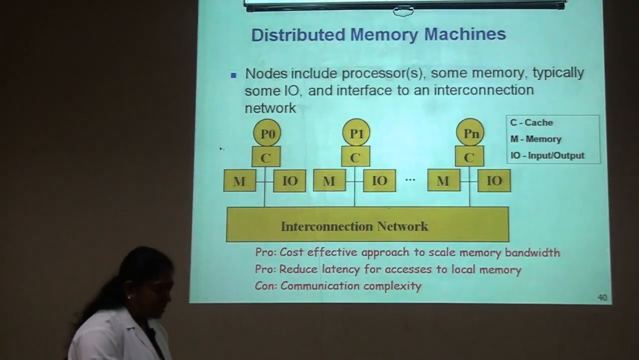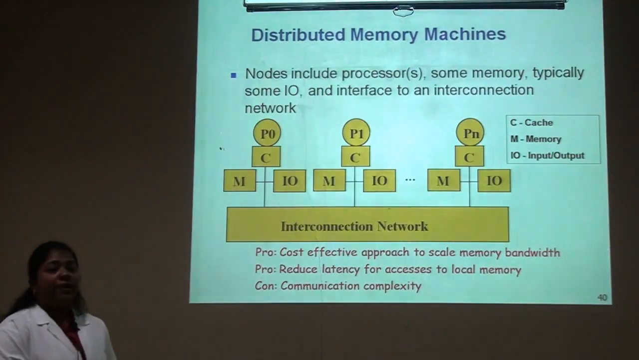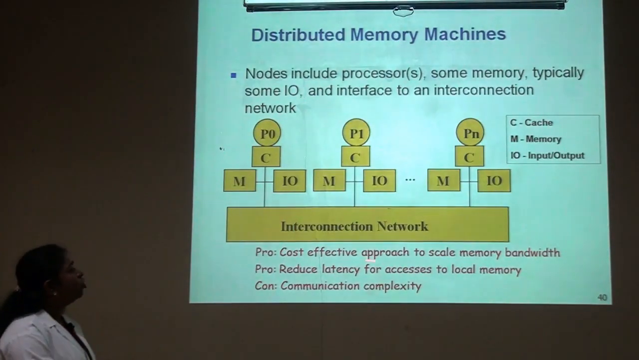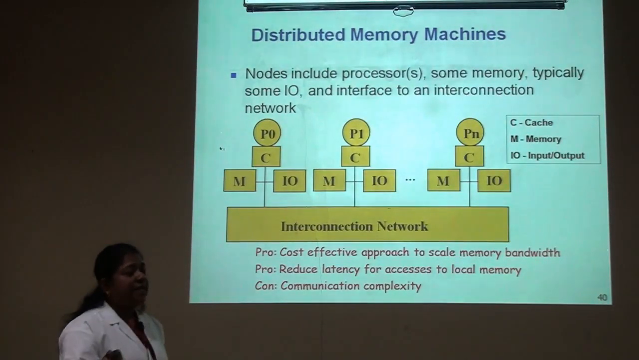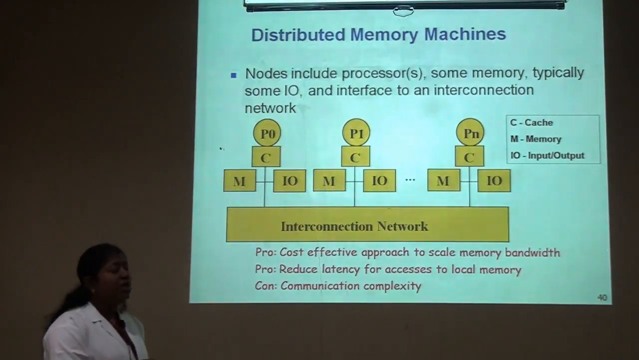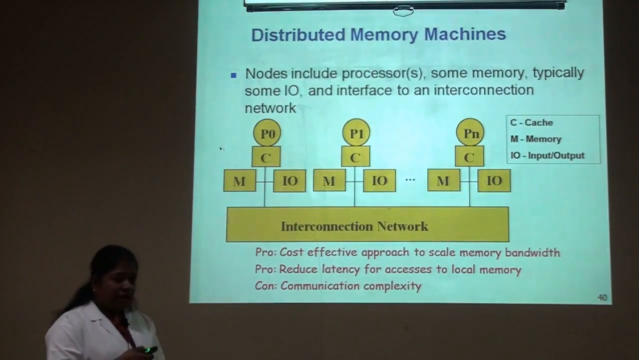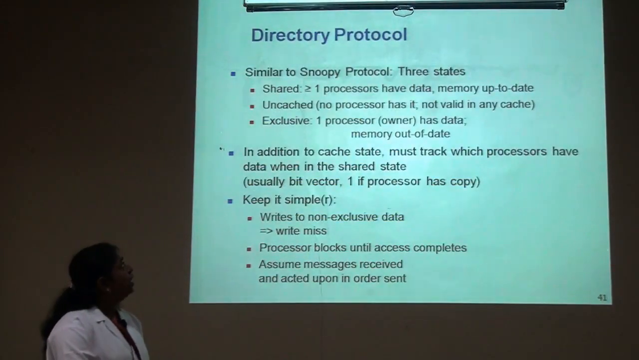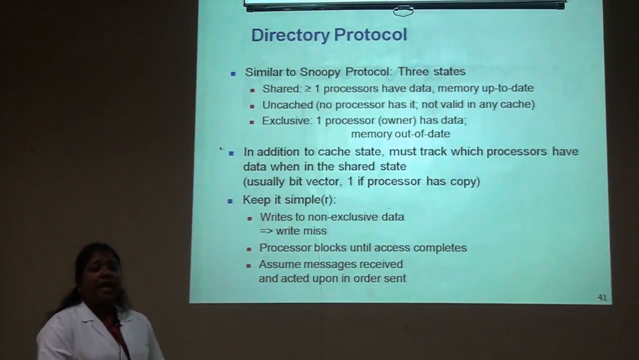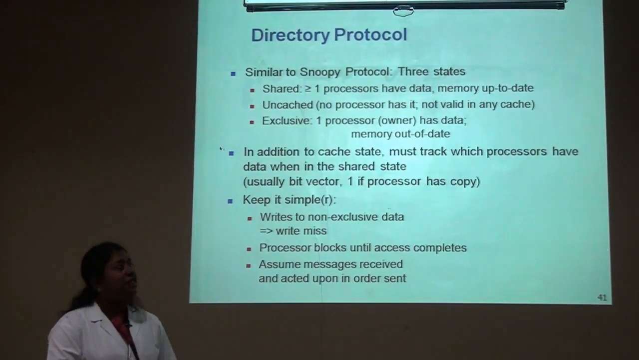Next we are discussing the distributed memory machine. Already I told you, in the distributed memory machine there is no common memory. Here every processor has a memory. This memory contains the directory and cache memory, and interconnection networks are there. It is a very cost effective approach, because using a large memory every time is a tedious task, and it reduces the latency. The difficulty is that communication is very difficult, and directory protocols can be used. The directory protocols are enabled with the use of communication messages.